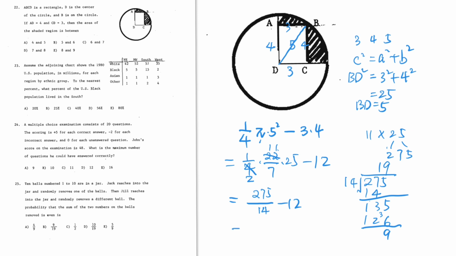So that's 19 and 9/14 minus 12 equals 7 and 9/14. 7 and 9/14 is between 7 and 9. Therefore, the answer is D.